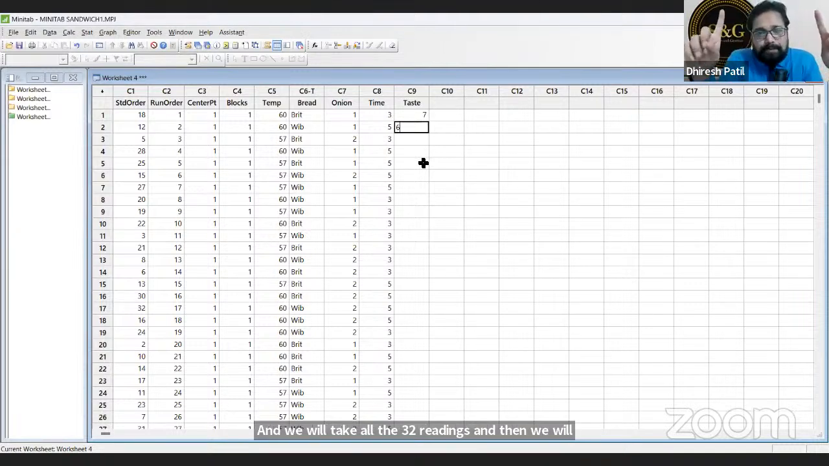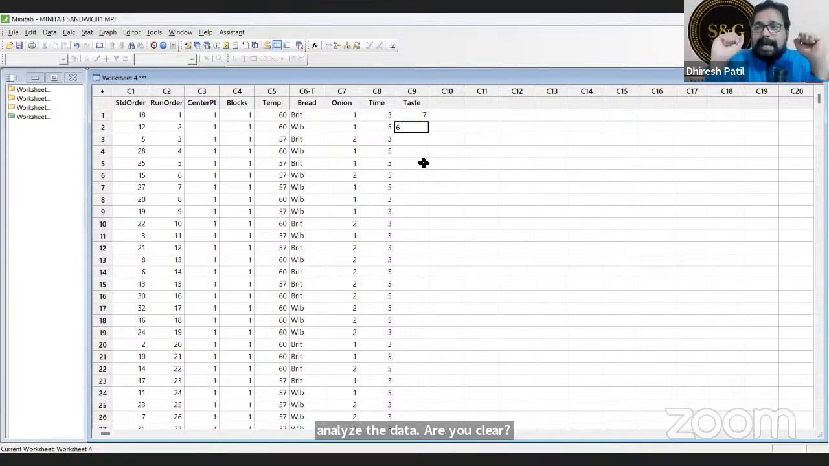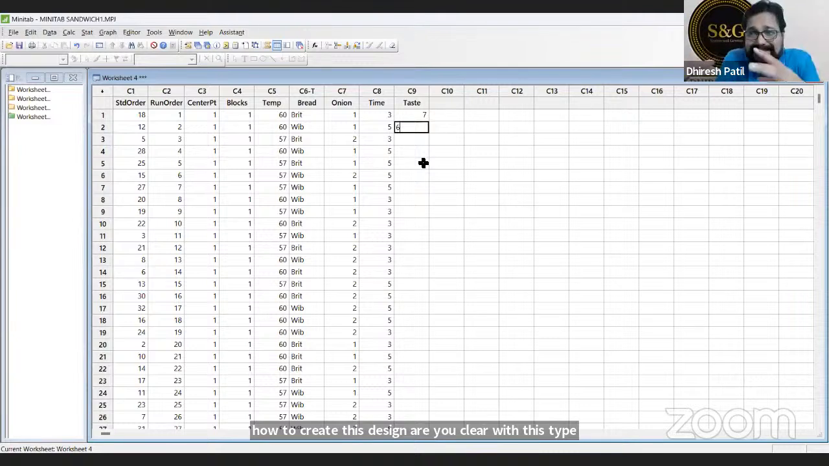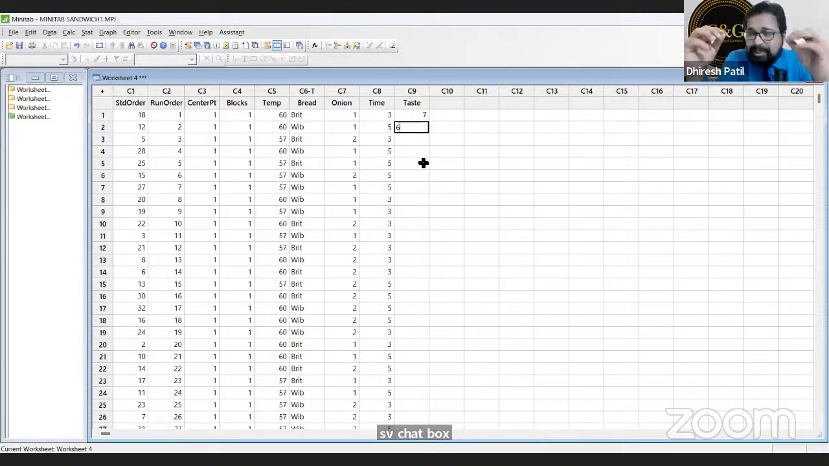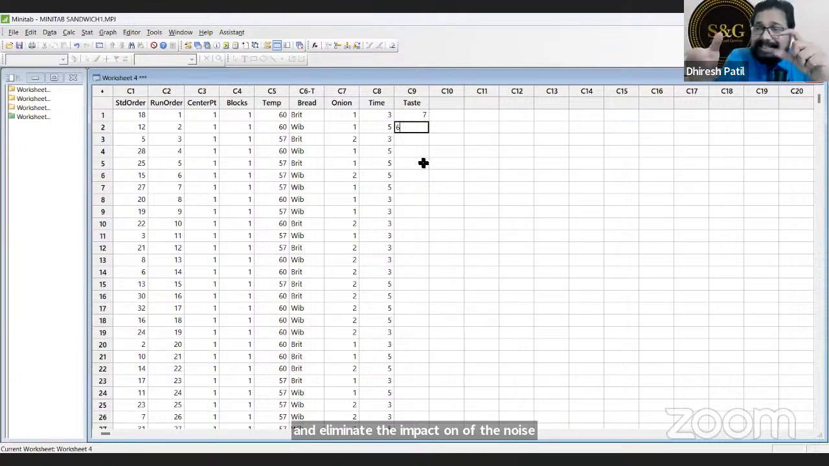Are you clear how to create this design? Are you clear with this? Just type yes in the chat box. Just to eliminate the bias and eliminate the impact of the noise factors, we have to do the randomization and the replication. Everybody got this? Just type yes in the chat box. Super clear है सब कुछ?